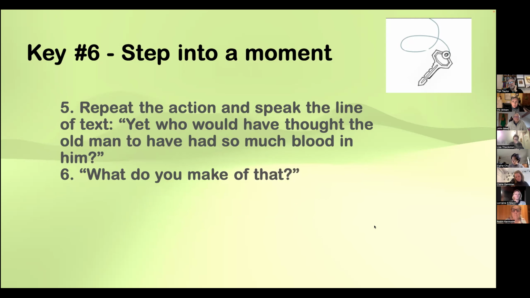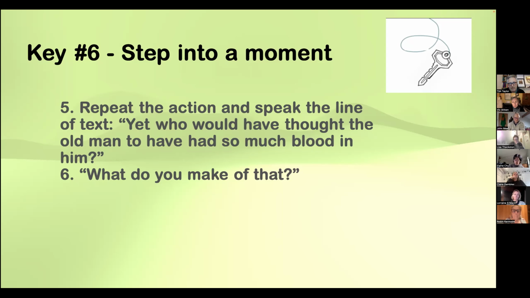So in step 5, repeat the action, but this time we use a word that's from the text. This is the step that last time we were talking about in the New Zealand workshop, about whether this is strictly necessary, but you can do it with or without. But we're doing the play, and there is a piece of text. The text says, "Yet, who would have thought the old man to have had so much blood in him?"